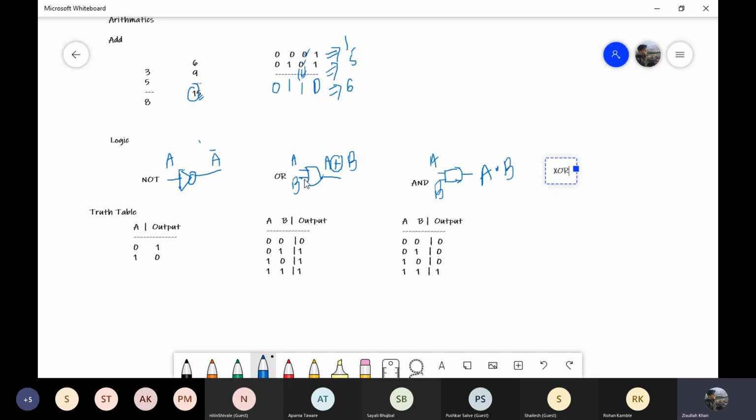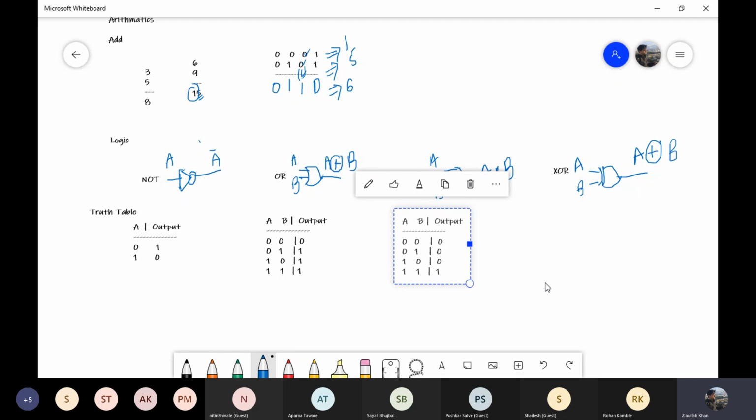Now, an XOR gate looks almost like an AND gate, an OR gate. I'm so sorry, an OR gate, and it has an extra line on the left side. So it's going to be an OR, right? And I think the circle on the plus sign is for XOR. So it's going to be A and then XOR and then B over here. Let's go ahead and draw the truth table of the XOR gate.